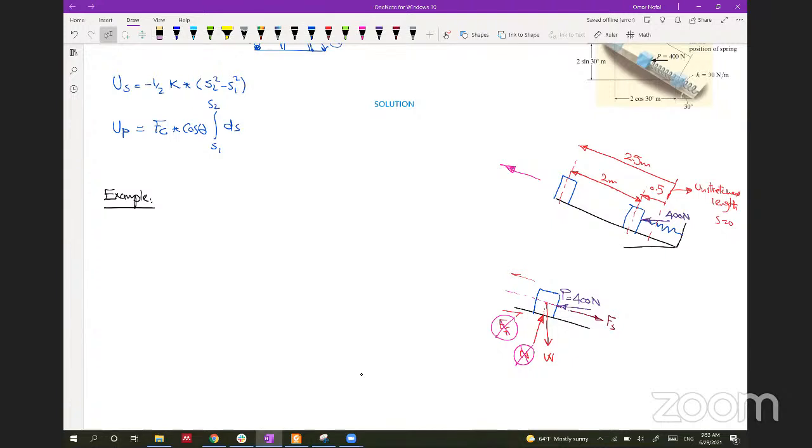So what else is exerting work? The weight is exerting work, but not all of the weight. It's a component of the weight that is exerting work.